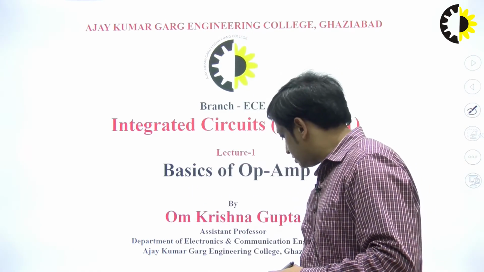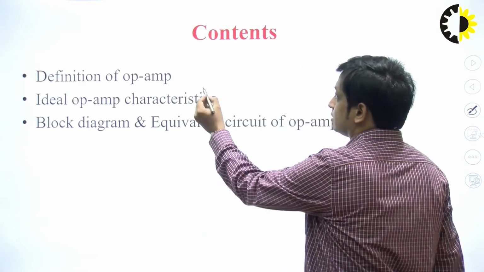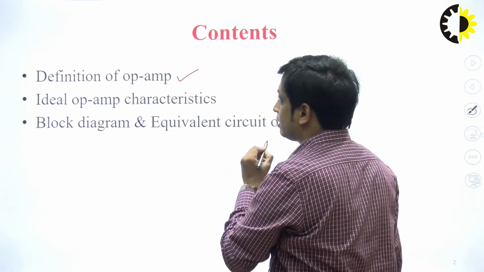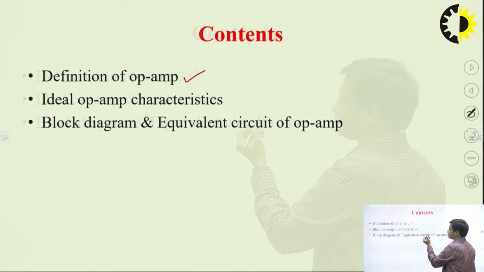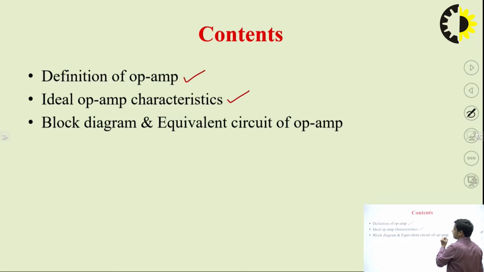This is lecture 1 of the subject integrated circuits, and in this lecture I am going to discuss the basics of operational amplifier. In short, operational amplifier is called op-amp. So in this class I will firstly start with the operational amplifier. We will define the op-amp, what is op-amp, what is the role of the op-amp, what are the applications, advantages of op-amp, and after that ideal op-amp characteristics. Then we will discuss about the block diagram and equivalent circuit of operational amplifier.